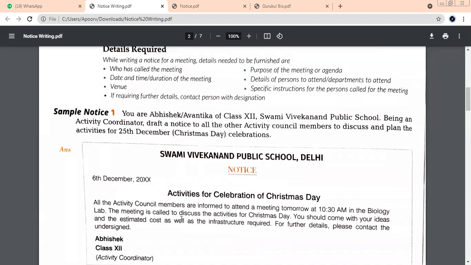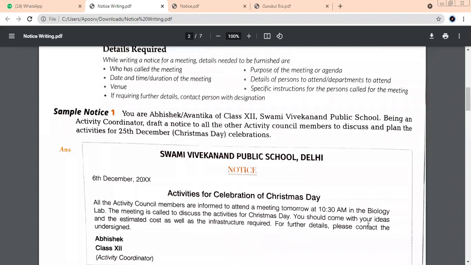Word limit is 50 words. Your notice should not exceed 50 words. All the activity members are informed to attend a meeting tomorrow at this time in the biology lab. Meeting is called to discuss the activities of Christmas Day. You should come with your ideas and the estimated cost, infrastructure. Now this sentence, beta, for further details, please start from a new line. Is it okay? Don't write from here, change your line and start from here. For further details, please contact the undersigned. Is it okay?